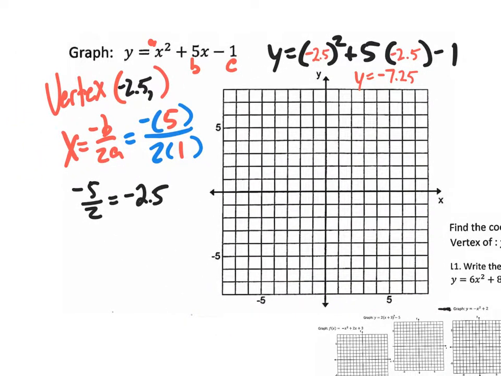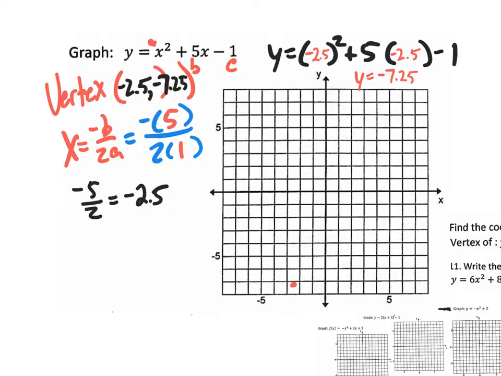So my vertex is negative 2.5 and negative 7.25. And so that's my vertex. So let me go to that vertex. Negative 2.5: from the origin, negative 1, negative 2, and then halfway to 3. And then go down negative 7.25. So 1, 2, 3, 4, 5, 6, 7. 0.25 is a quarter of the way down. So you put a dot right there. It's kind of floating in between the actual nice coordinates because of the fractions or the decimals.